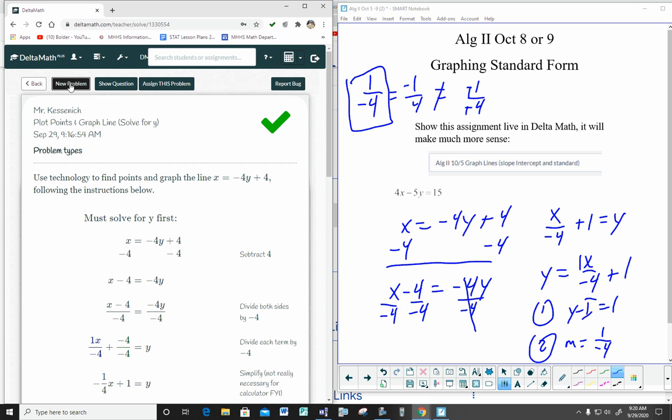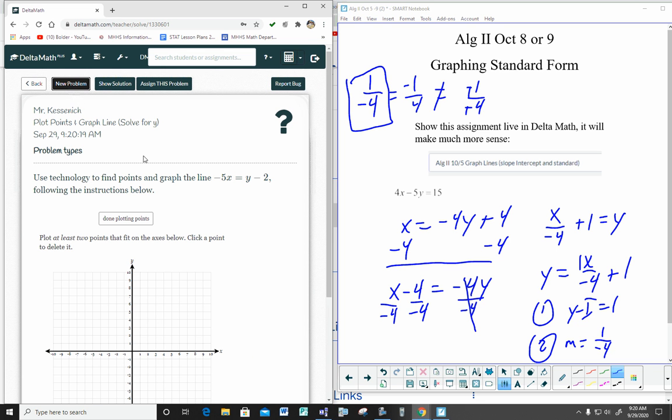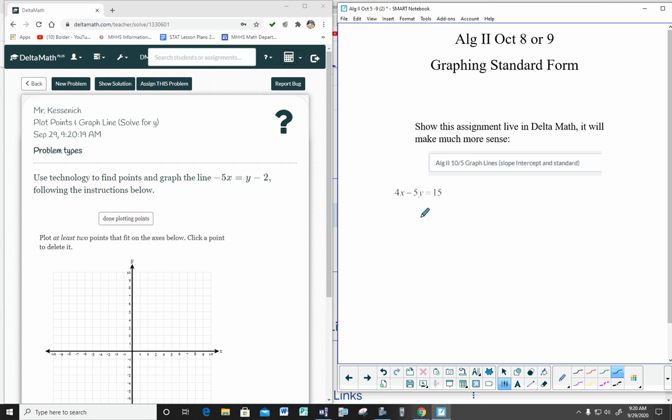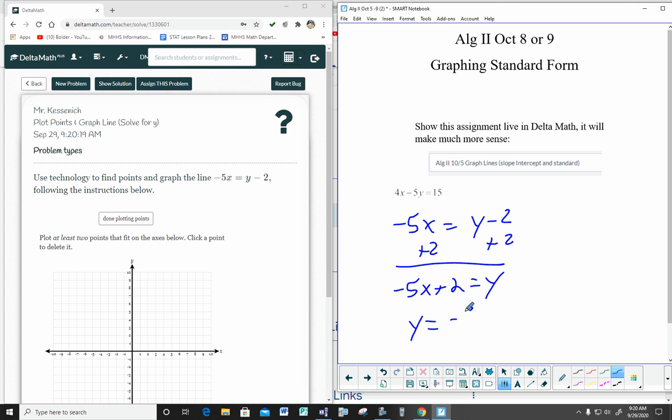Okay, so I think that's all I need to show you guys. If you want, I can do another problem. No, it's really the same thing. All you would have to do is add the 2 over. If you want to see one, just as a reminder, so negative 5x is equal to y minus 2. Start by adding the 2. And you have negative 5x plus 2 is equal to y. If it bugs you in that order, turn it around. That's your y-intercept of 2.